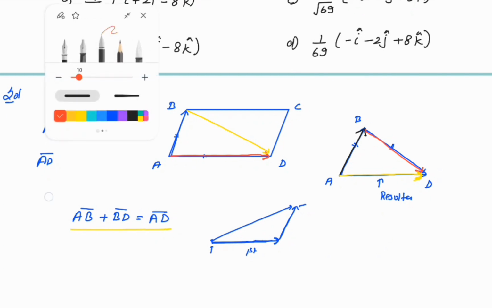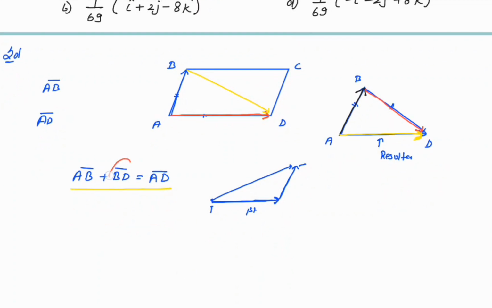Okay, now see how to solve it. We need to find vector BD now. So I will write vector BD will be equal to vector AD minus AB. If you look, vector AD is given and vector AB is given.